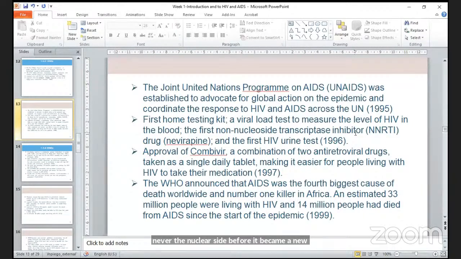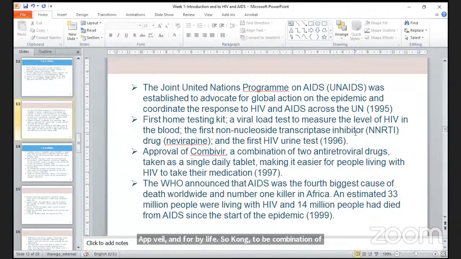Okay, I hope you are picking something up. Anyway, I know it's technical. Then 1997 is the approval of Combivir. Combivir is simply a combination of antiretroviral drugs. The drugs that treat viruses normally have the suffix vir, for virus. So Combivir, a combination of viral drugs.